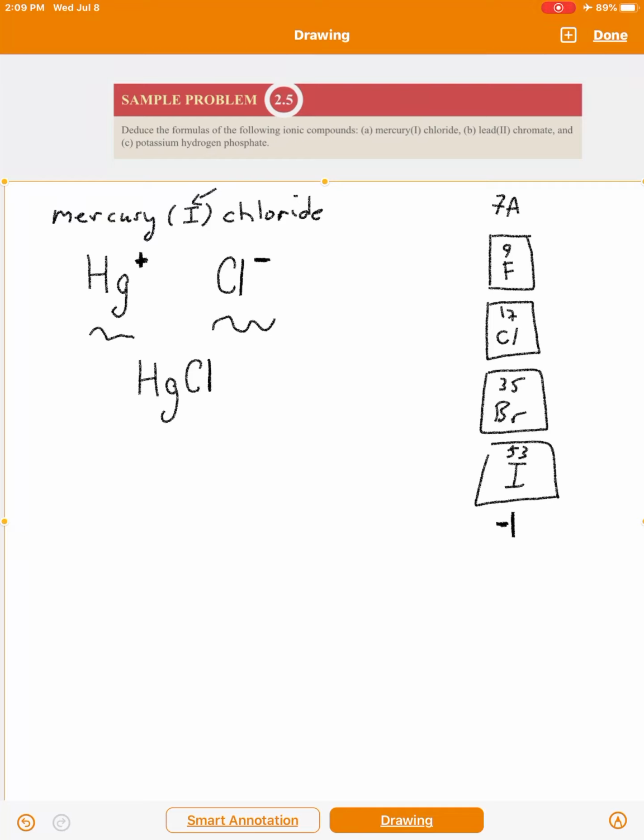Let's look at the second one, part B. This one's more complicated because of the anion. It's lead 2 chromate. So you look up the symbol. Lead is element 82. It's way in there, way deep in the periodic table. Element 82.